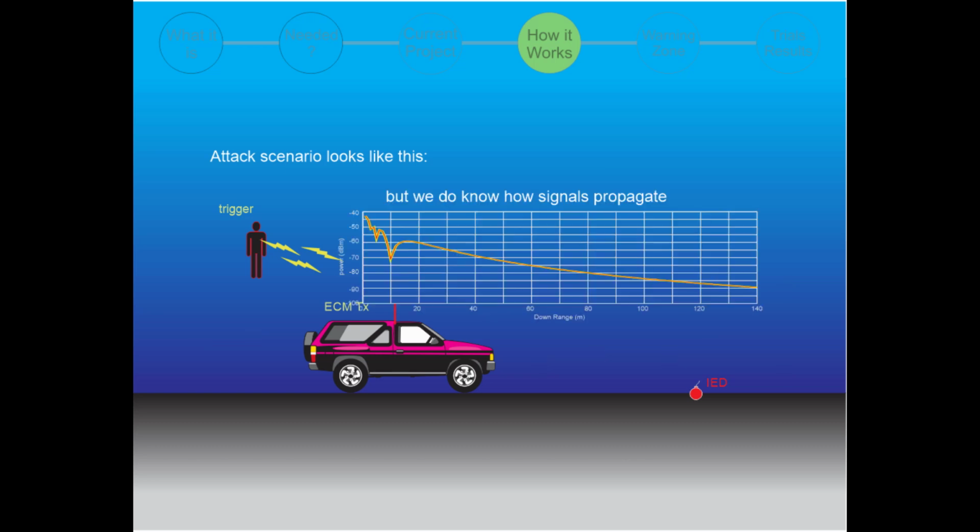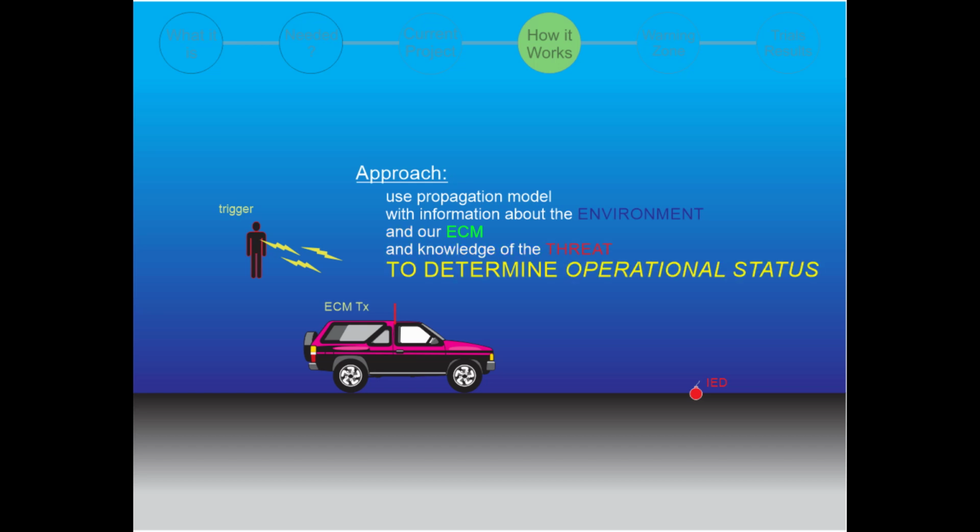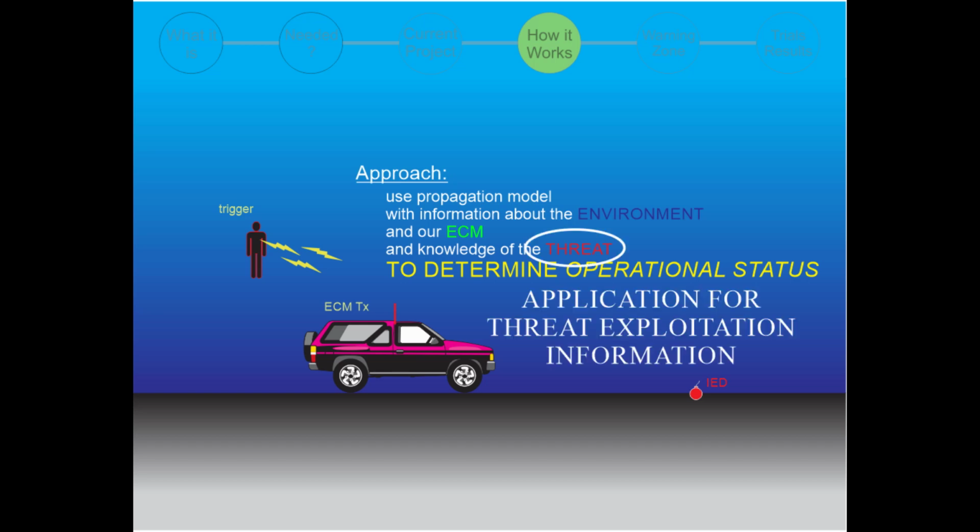However, we do know how signals propagate, and that's another set of videos. So the idea here with the protection range estimator device is to use a propagation model with information about the environment and our own ECM and knowledge of the threat to determine the operational status of protectees that are supposed to be protected by the jammer. And by the way, this is an application for threat exploitation information. Here's a practical use for it, because it's the information we have and the variabilities about the threat.